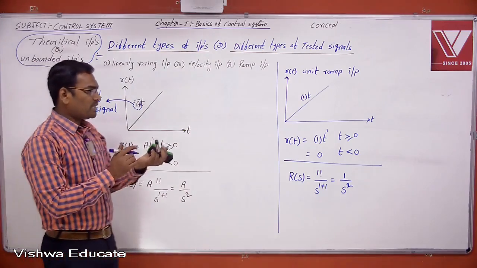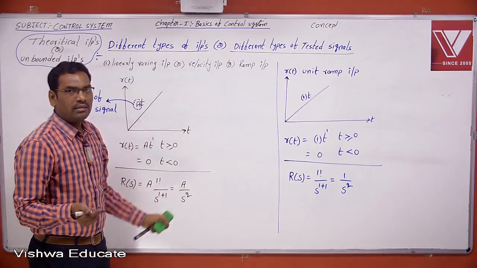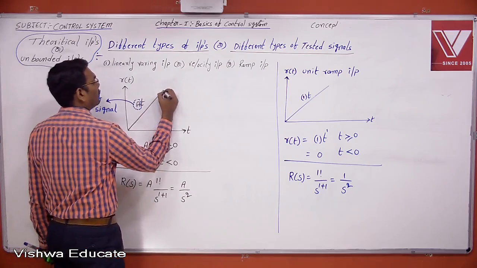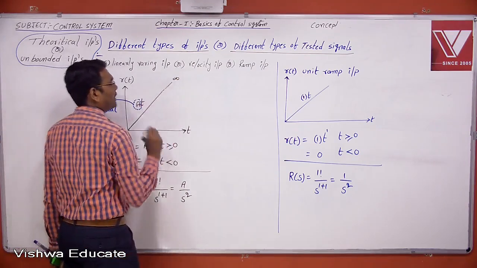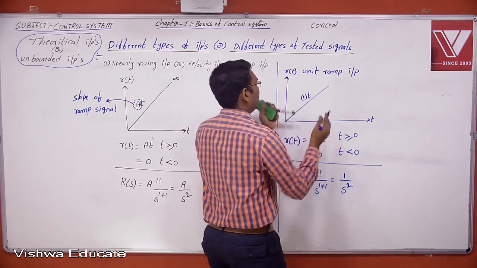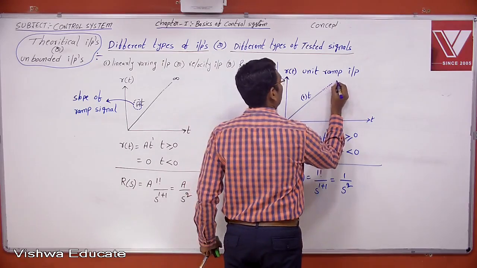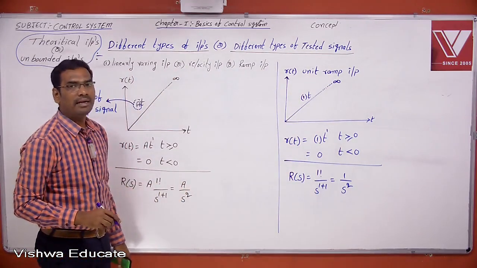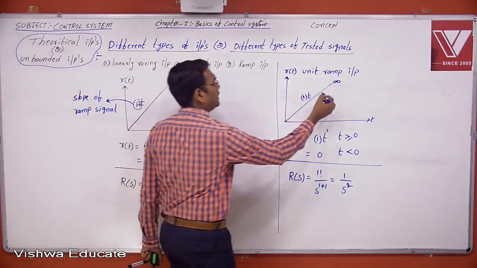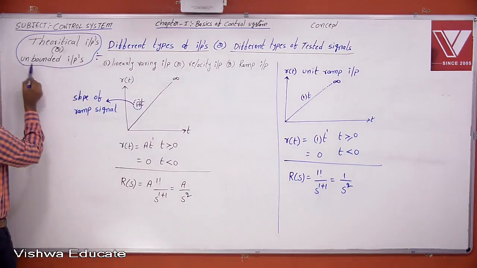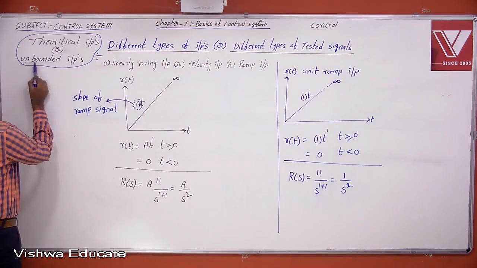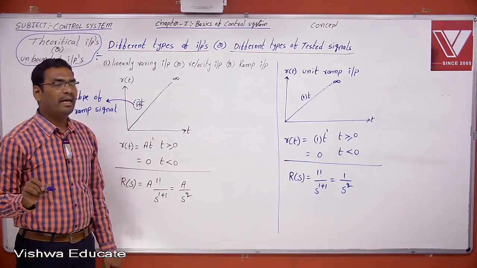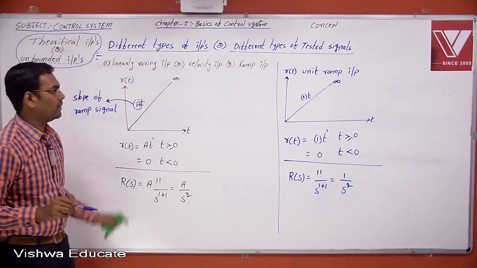But these inputs are not preferred practically. This is not the practical preferable input, this is a theoretical input, and it is also called an unbounded input because it is linearly varying with respect to time and is moving towards the infinity side. That's why it is called an unbounded input, which is not preferred practically, and is used only for theoretical or mathematical calculations.